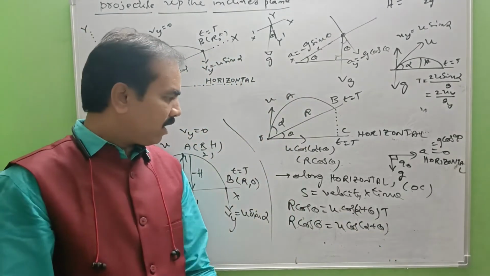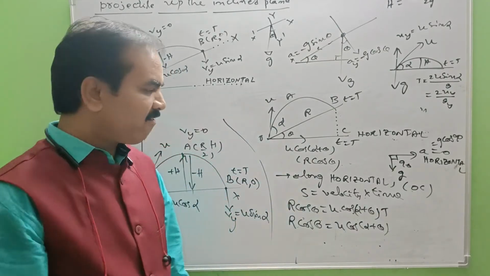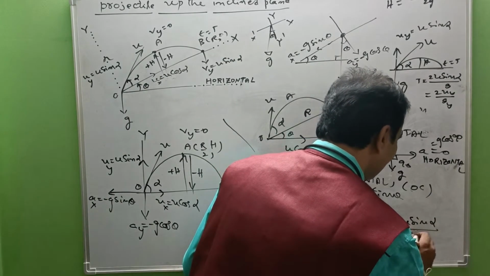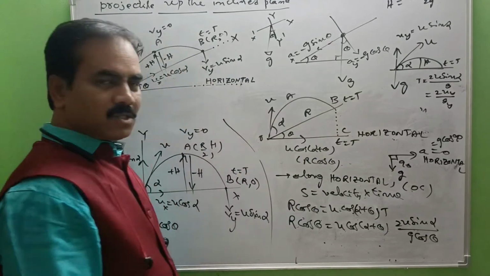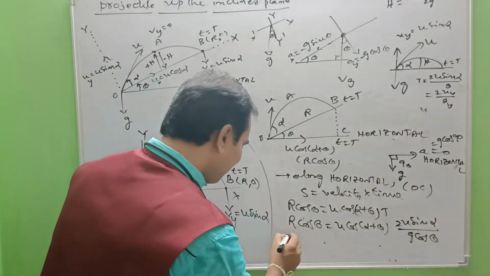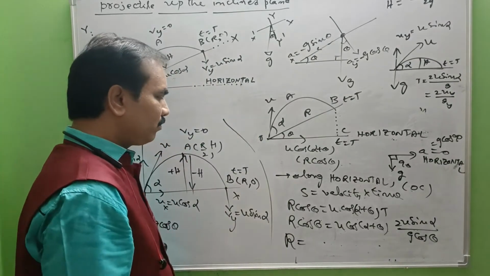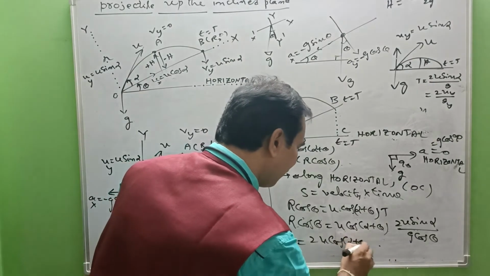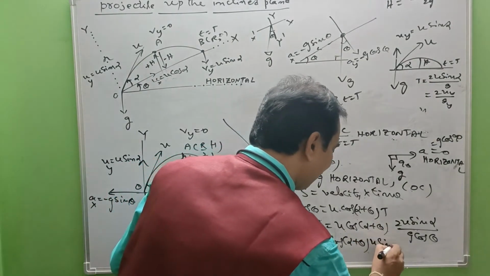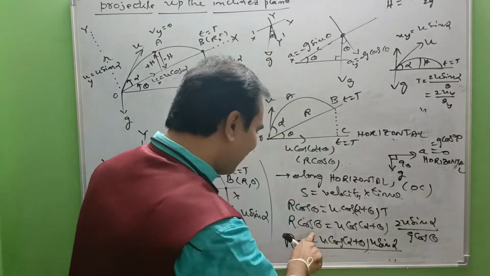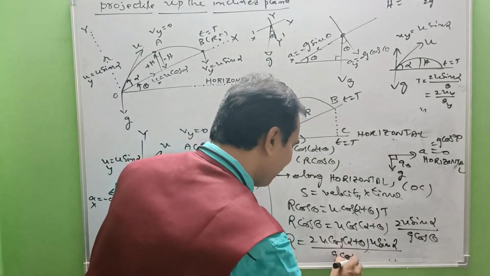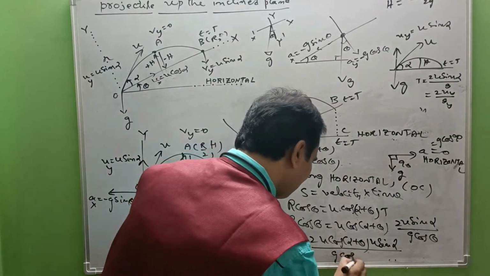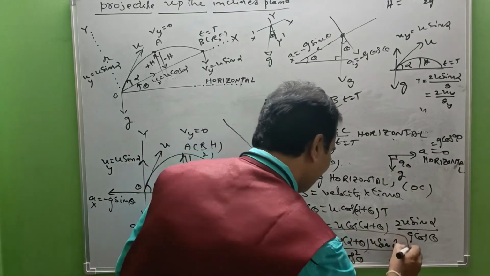Now we have already derived the expression for time of flight. What is that time of flight? 2U sin alpha by g cos theta. Alright. So making R the subject, R equals 2 into U cos(alpha plus theta) into U sin alpha by g cos theta into cos theta, that is g cos square theta. This is the expression for range.